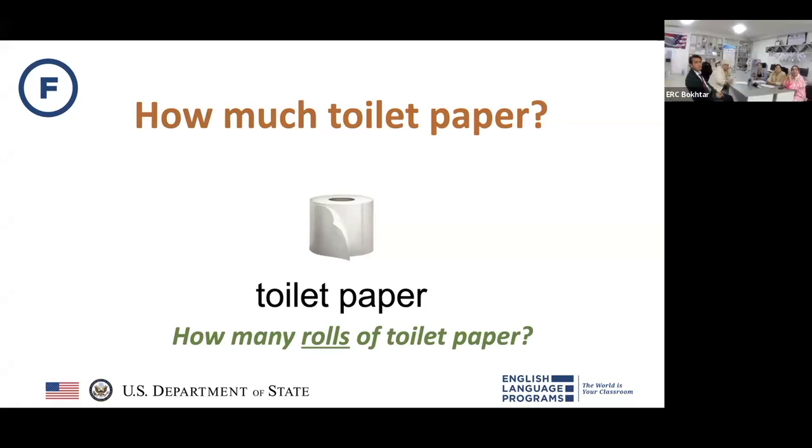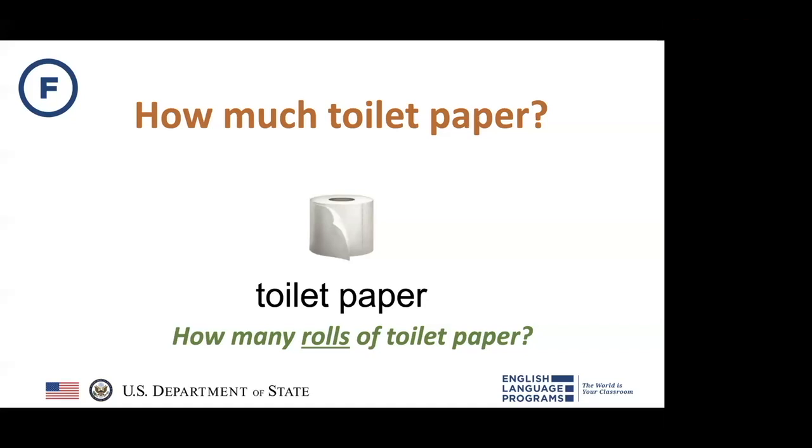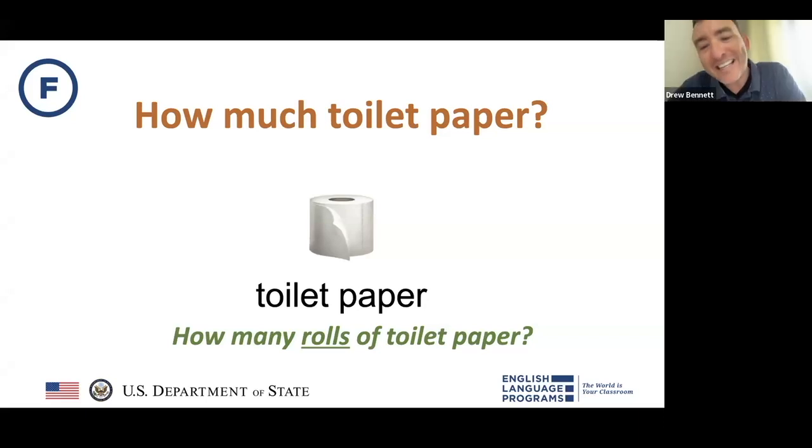Do you see the measure word on the bottom? Roll. 1 roll of toilet paper, 2 rolls of toilet paper. Or you just take a little sheet, you can count sheets. I have 1 sheet of toilet paper, 2 sheets, or pieces. 1 piece of toilet paper. Can we say how much toilet paper left? Yeah, how much toilet paper is left?